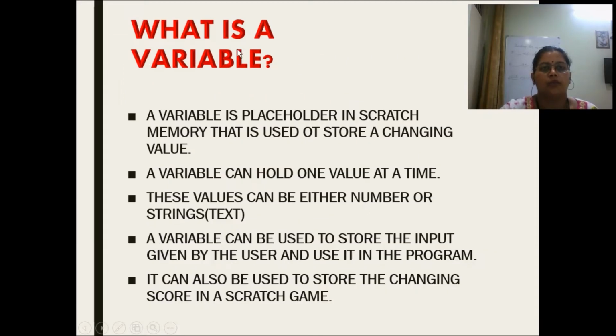What is a variable? A variable is a placeholder in Scratch memory that is used to store a changing value. A variable can hold one value at a time. These values can either be numbers or strings. Strings means text. A variable can be used to store the input given by the user and use it in the program later. It can also be used to store the changing score in a Scratch program.